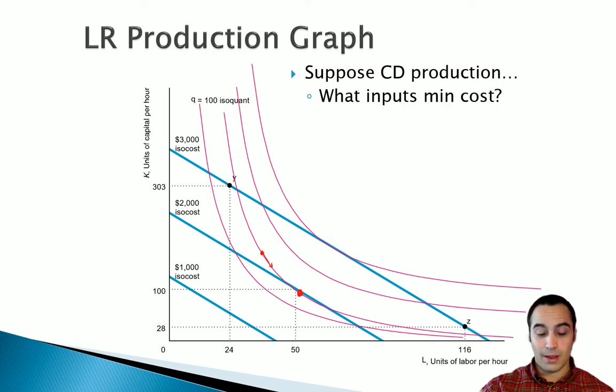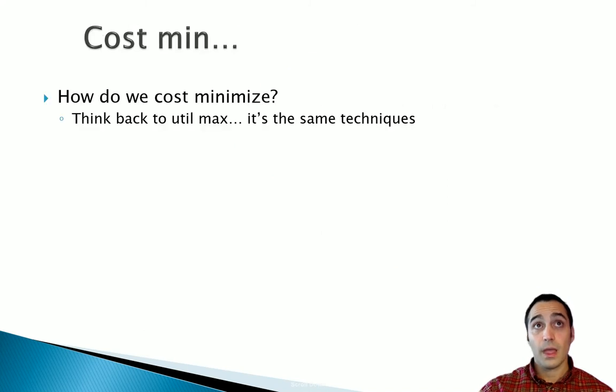The tangency point, the single highest crossing, is going to be the most efficient means of production. So graphically, just like we did the consumer problem, look for the tangency that gives us efficient and sufficient production. Next, mathematically, how would I minimize cost? Think back to utility maximization and expenditure minimization.